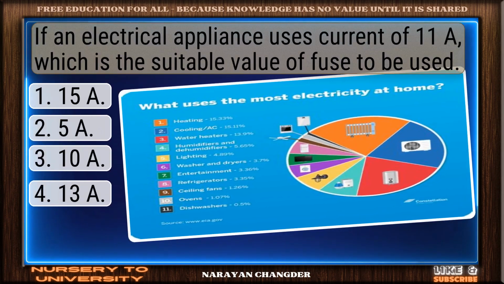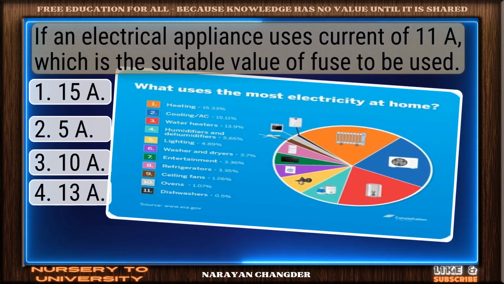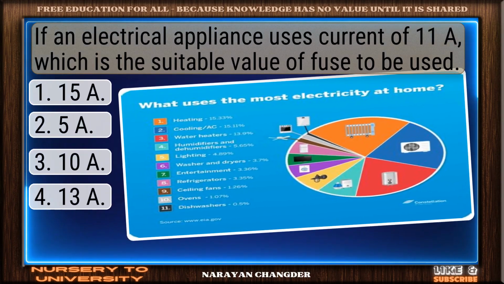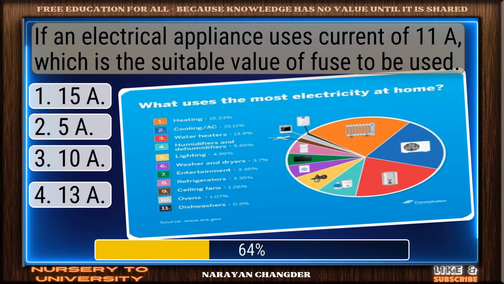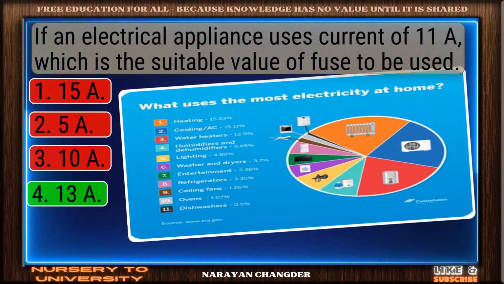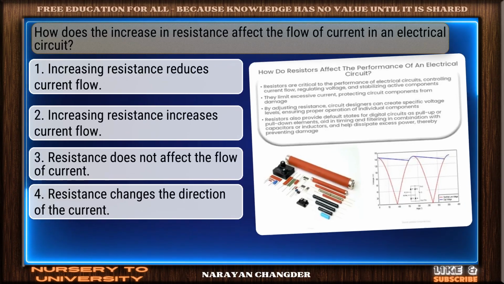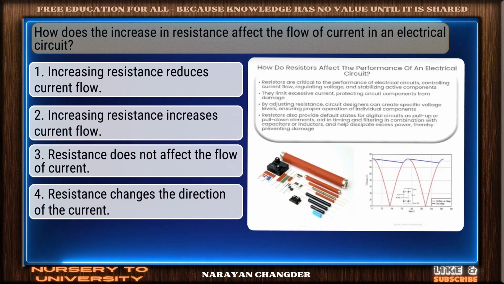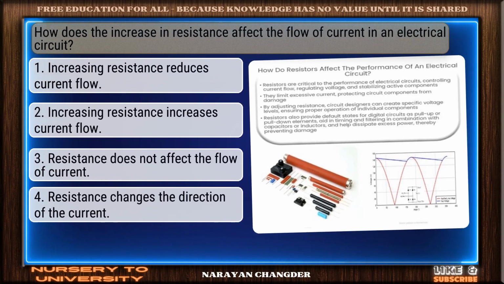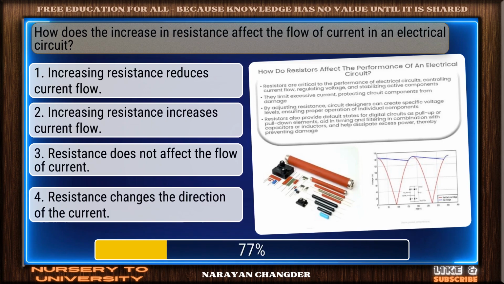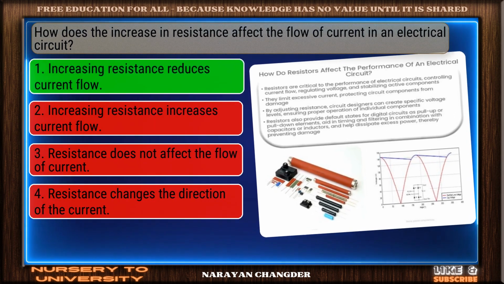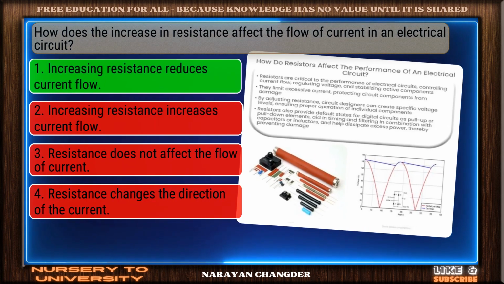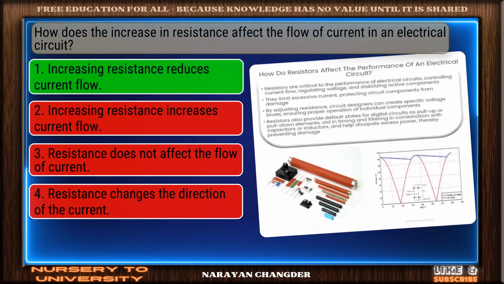If an electrical appliance uses current of 11A, which is the suitable value of fuse to be used? Valid point. 13A is true. How does the increase in resistance affect the flow of current in an electrical circuit? Sharp thinking. Increasing resistance reduces current flow is the right choice.